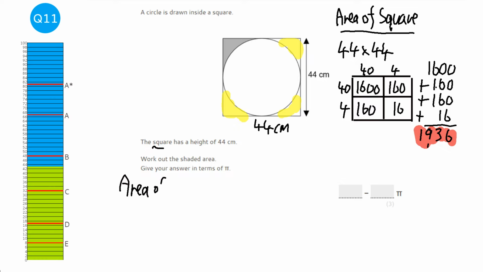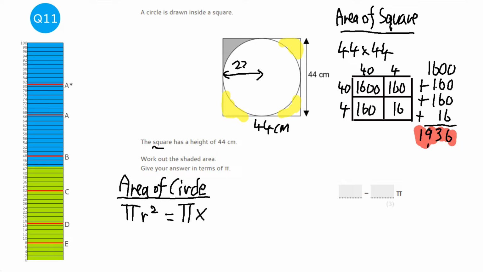Area of circle. Area of circle is pi r squared. So that's going to be pi times, the radius is the half distance. Okay, the diameter is the full distance. Well, the length of the square is going to be the diameter of the circle as well. So we halve that to make 22 centimeters. So it's going to be times 22 squared.